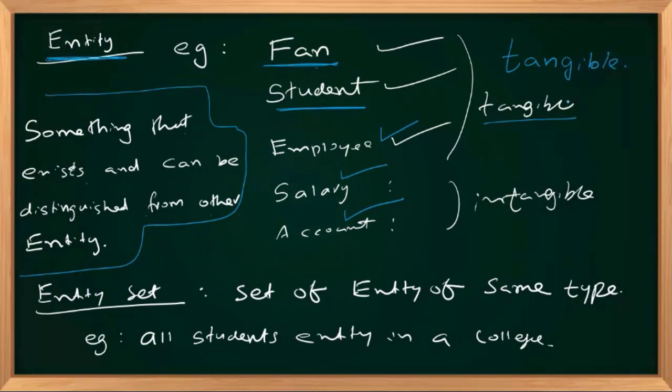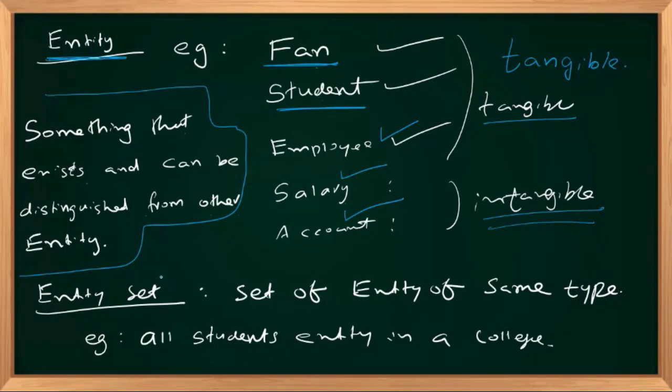Tangible entity is a viewable entity. Salary we cannot see. We have to provide and transfer it, but we cannot see it. Account also we cannot see, but we have an account number and an account type. So salary and account are intangible entities. So an entity can be of two types, tangible and intangible.